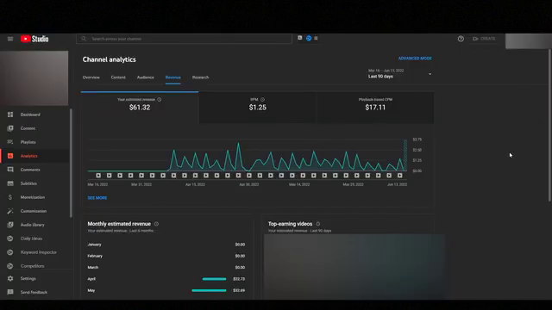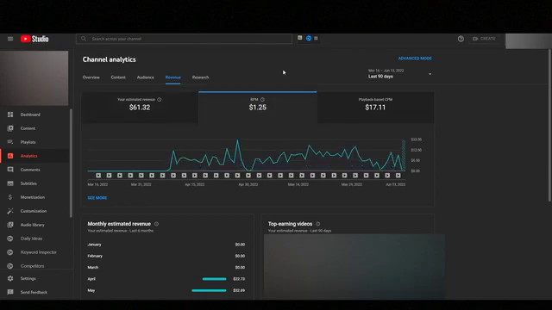The next tab I want to look at is revenue. So estimated revenue, that's what will reflect in your AdSense account, right? Usually it's the same. It might vary a few cents, but typically it's the same. Revenue per mille. This is how much you make per 1,000 views, right?